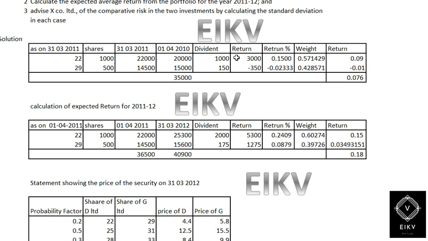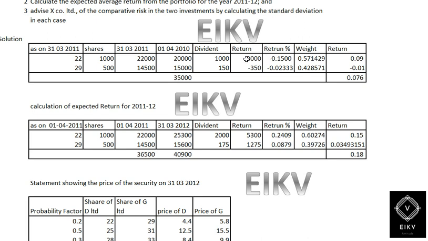Dividend available would be 1, that is 10% on D Limited, and 0.3 for 30% on G Limited. So 10% of 10 gives you 1 per share, and 1 into 1000 shares will give you 1000 as dividend amount. For G Limited, 30% of 10 will give you a dividend per share of 0.3, that is 30 paisa. 30 paisa multiplied by 500 will give you 150 for the total shares of 500.